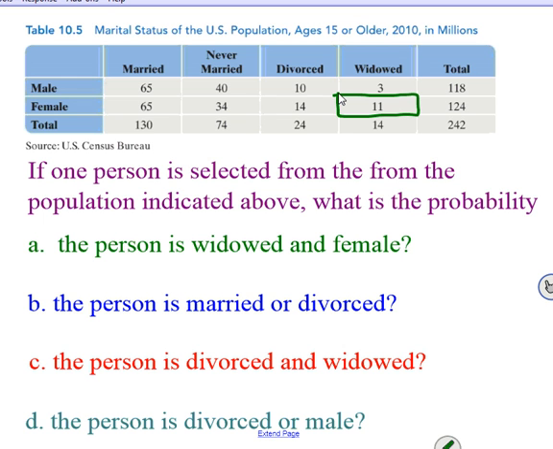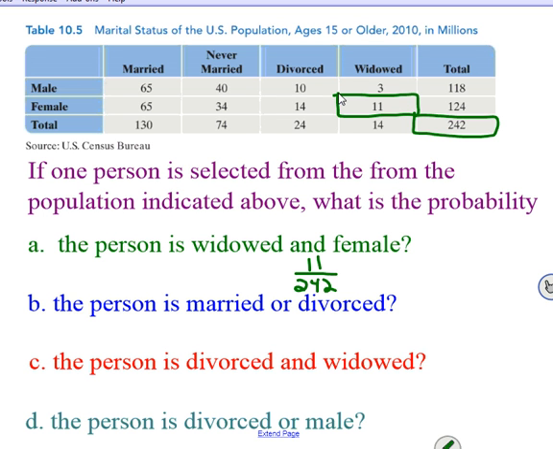is 11 million people. And that is going to be out of the total number of people, which is going to be this down here. So this probability is going to be 11 out of 242. And since they're both in millions, it doesn't really matter if we write millions. And you could get the percent if you want.